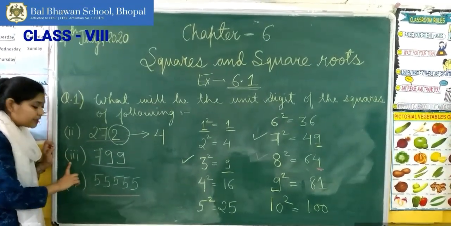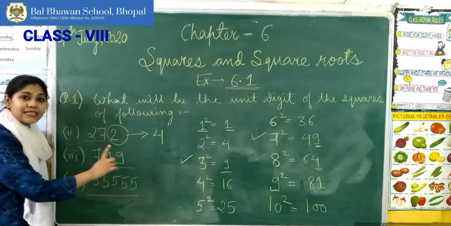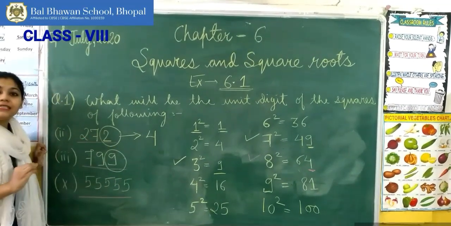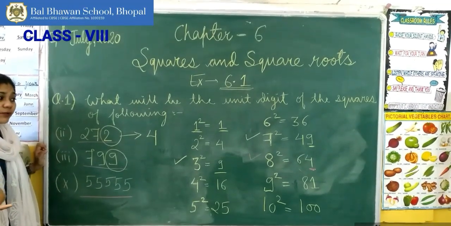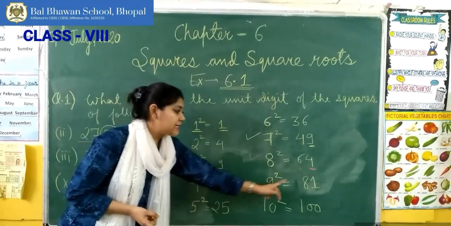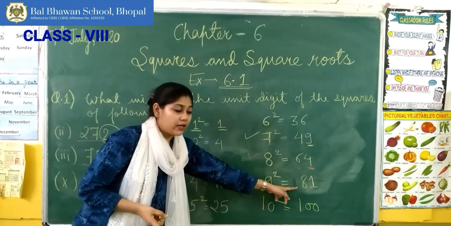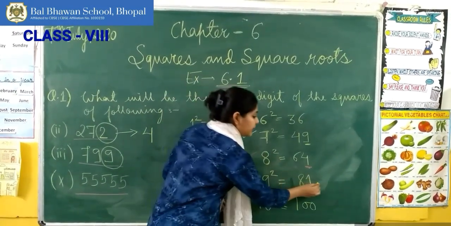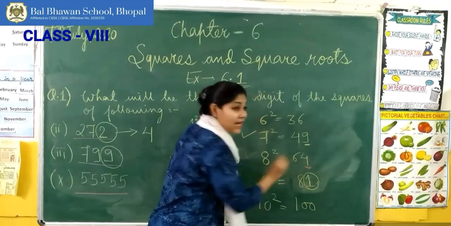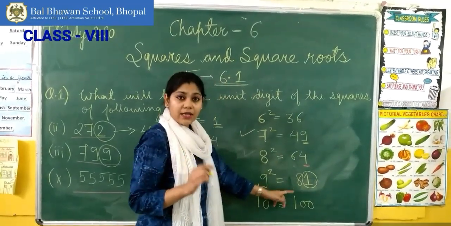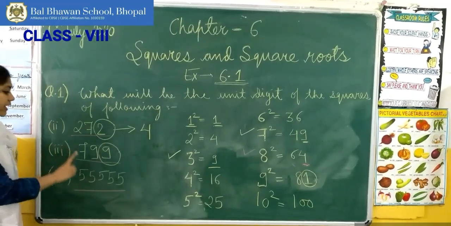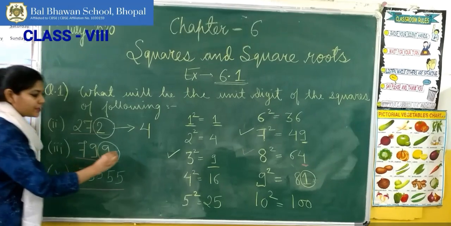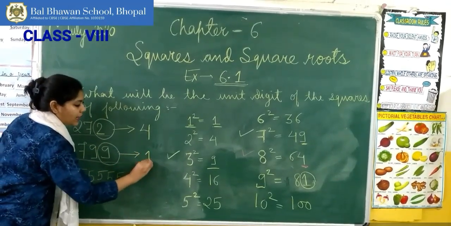Now here another number is 799. Now what is unit digit over here? Unit digit is 9. Okay. Now what is the square of 9? Square of 9 is 81. So what is the unit digit of the square of 9? Unit digit of square of 9 is 1. So therefore, the unit digit of the square of this complete number will also be 1.